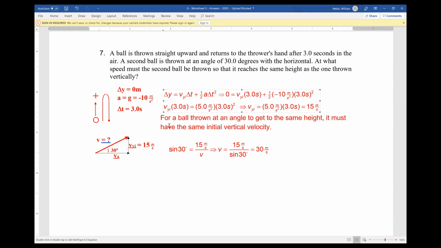Could you, so we know that the first ball. Oh wait, never mind. Any other questions? This is the trickiest one in terms of just putting a little twist on the question. All right.